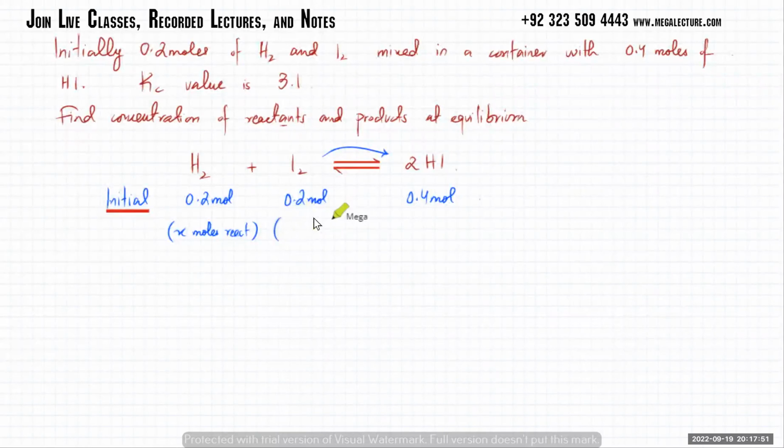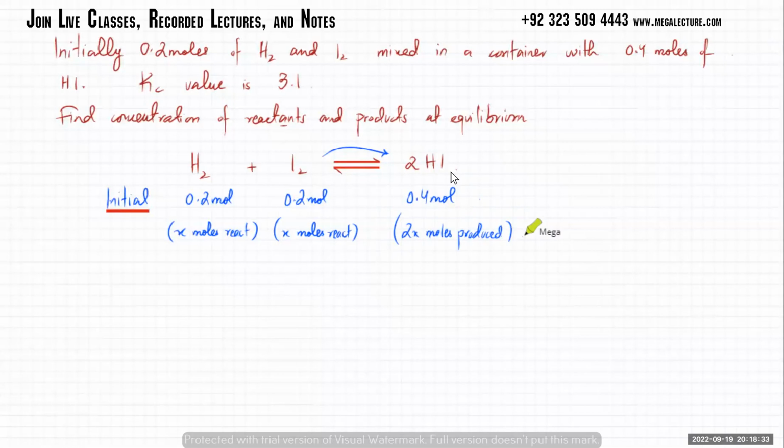Is this clear, Ahmed, Rafe? Yes, sir. So that's just an assumption that X moles react. So X moles of I2 must have also reacted, right? And on the other side, how many moles of HI must have been produced? 2x, right? It's 1:1:2, so double the amount. So 2x moles are getting produced on the other side.